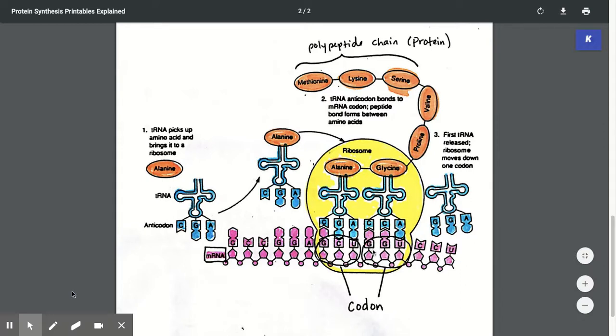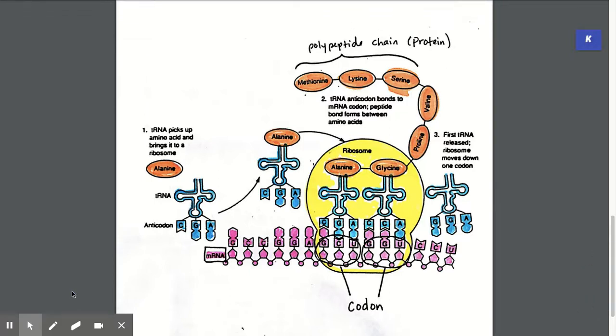Just piggybacking off of that, GGU is genetic code for the amino acid glycine, and it's the tRNA here that brings over the glycine. And that is a summary of protein synthesis, specifically some more details about transcription and translation.